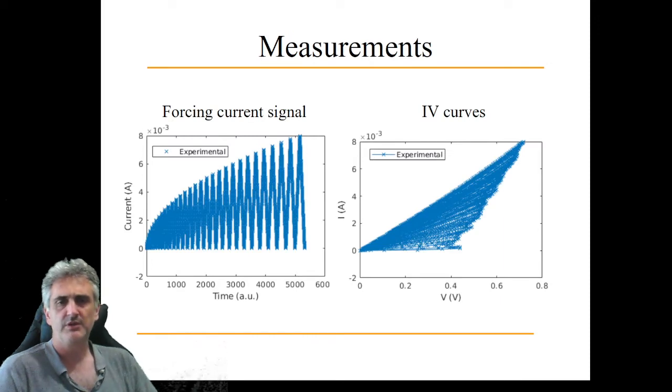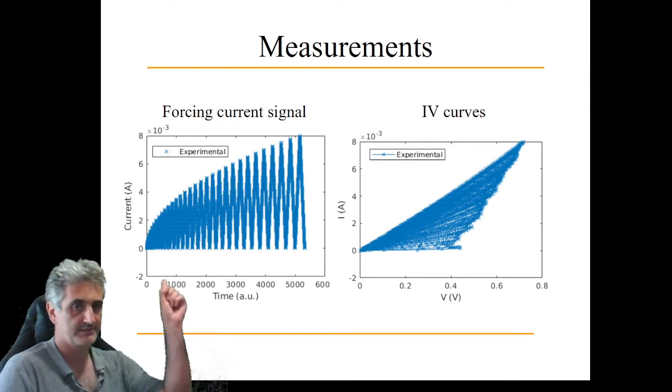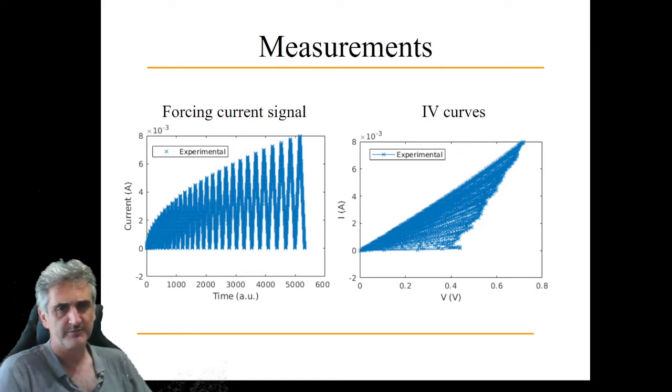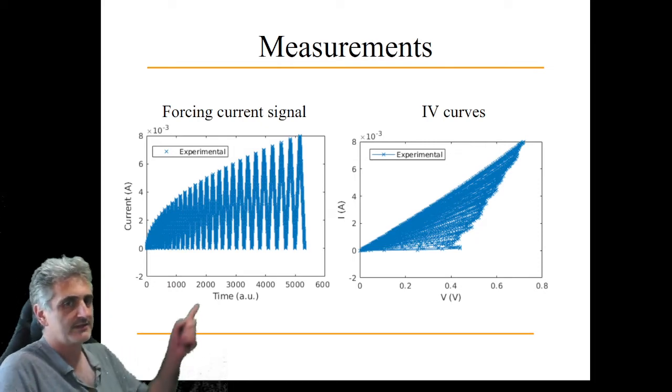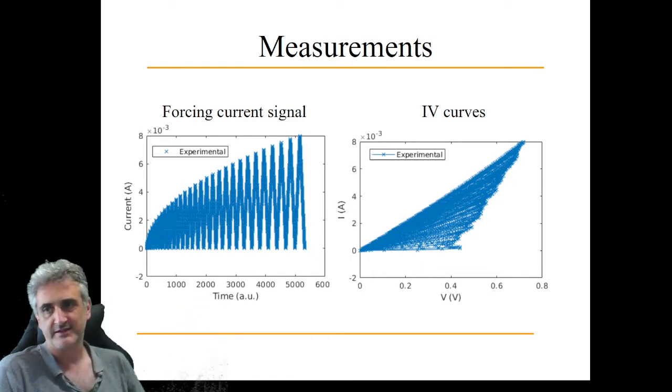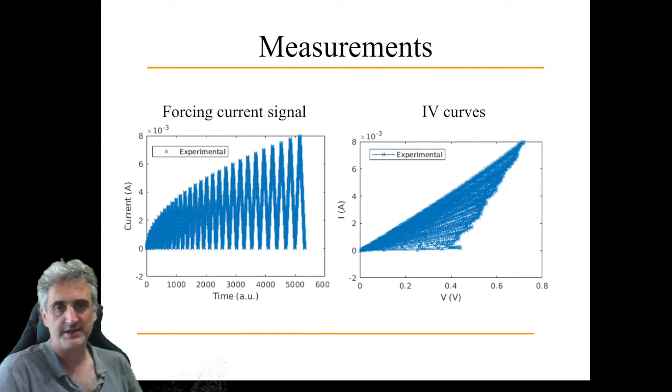We used this forcing current to measure the devices. So it's a very strange shape. Yeah, I know. It's a triangular current waveform with increasing amplitudes that provides us with these IV curves that are complex. Yeah, they look complex at least.